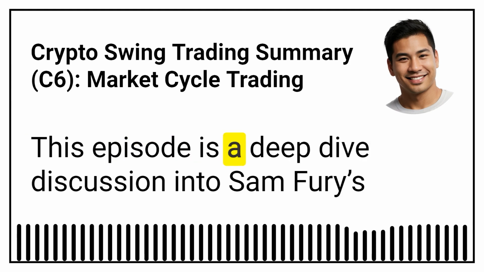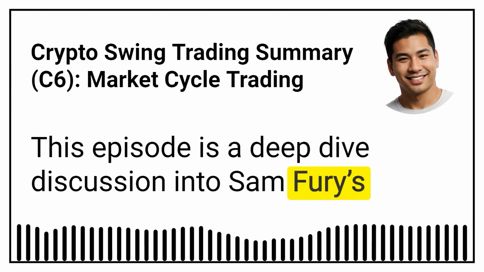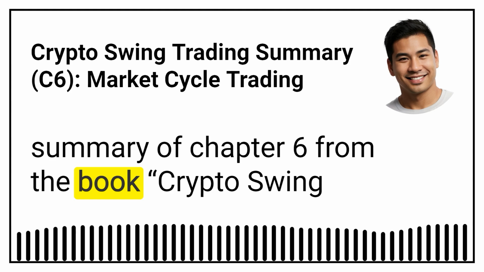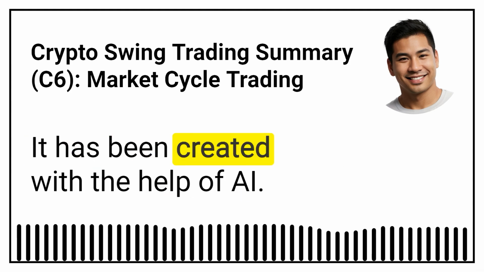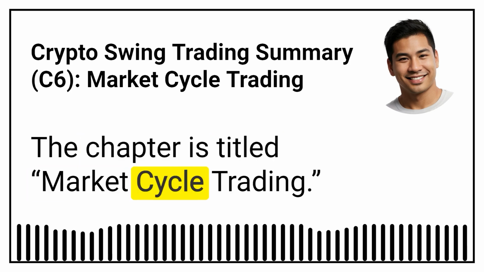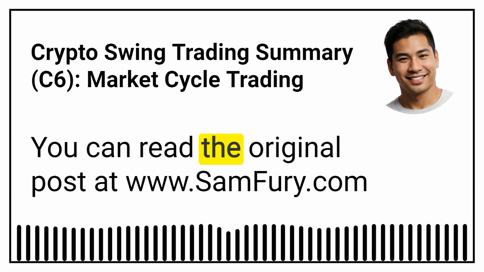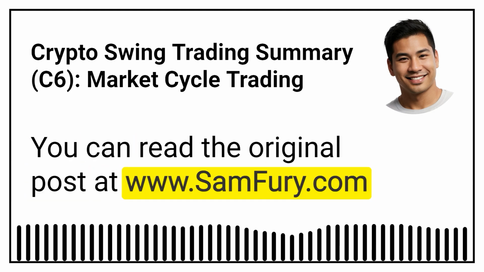This episode is a deep dive discussion into Sam Fury's summary of Chapter 6 from the book Crypto Swing Trading by Jide George. It has been created with the help of AI. The chapter is titled Market Cycle Trading. You can read the original post at samfury.com.